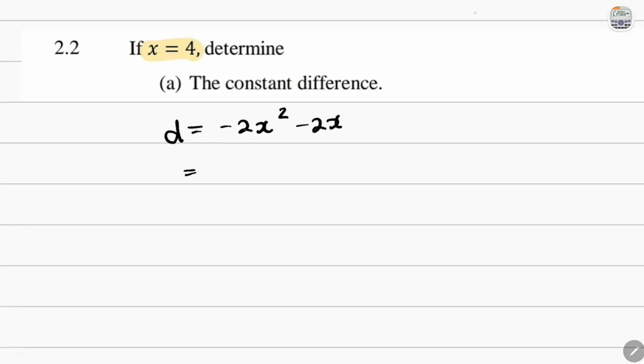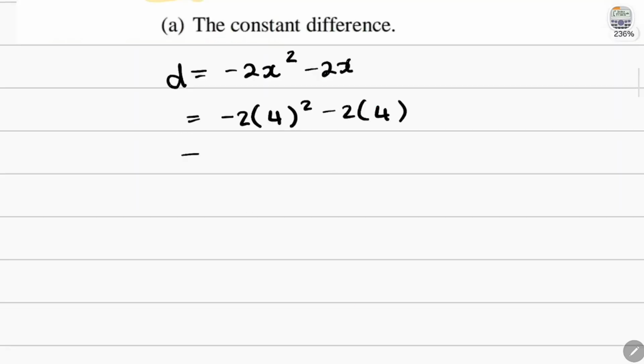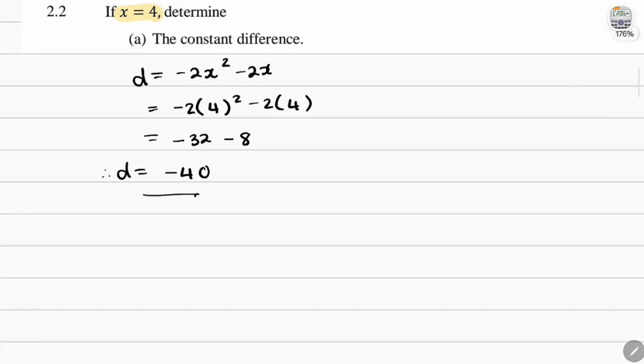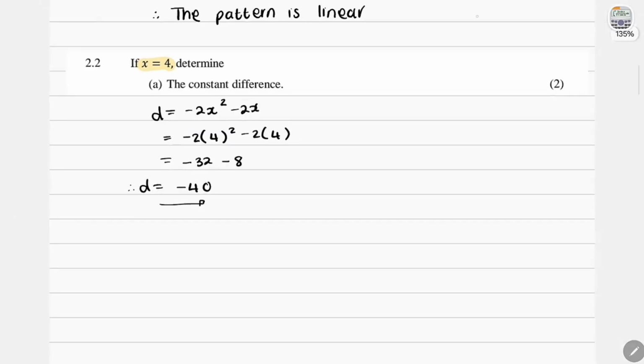So just substitute. So negative 2, and then in place of x, we say 4 all squared minus 2 and 4. So this is equal to 4 squared is 16, and then times 2 is 32. So negative 32, and then that is just minus 8 when they multiply. So finally, our constant difference is negative 40, and that is our answer. Okay, moving on to the next question.